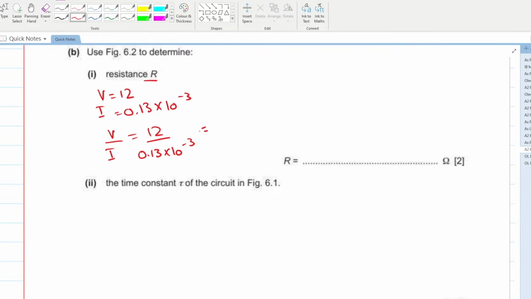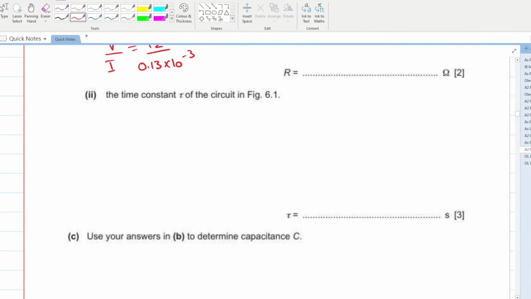Voltage is 12, current is 0.13 into 10 raised to the power of minus 3. Let's calculate that. It comes out to be 9.2 into 10 raised to the power of 4. Resistance comes out to be 9.2 into 10 raised to the power of 4 ohms. Now we have to calculate the time constant τ of the circuit. What equation have we studied? Current I is equal to I naught e raised to the power of minus t divided by the time constant tau.